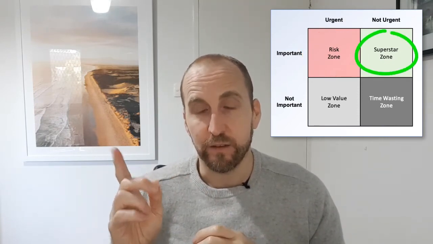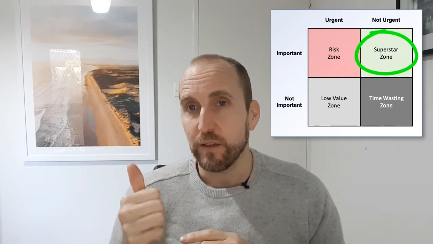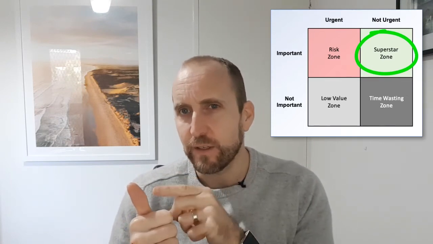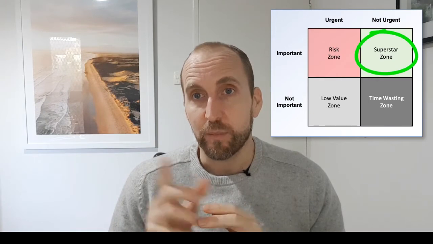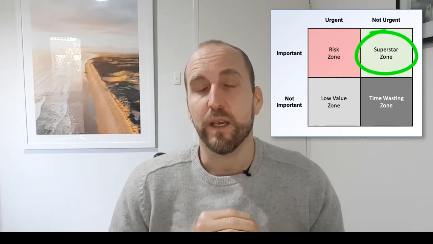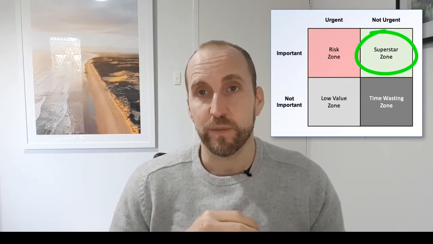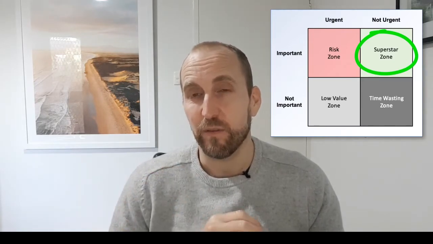On the top right is the best one. That is the superstar zone, which I call it, because these things aren't urgent. You don't have to do them today, but they're important, which means you can plan. When you can plan your important work in the future, you will get much, much better results, and you will come out of it looking like a superstar because it's important work, but you've planned it so you have time to do it well and you can improve the quality of the work. So that's the superstar zone.